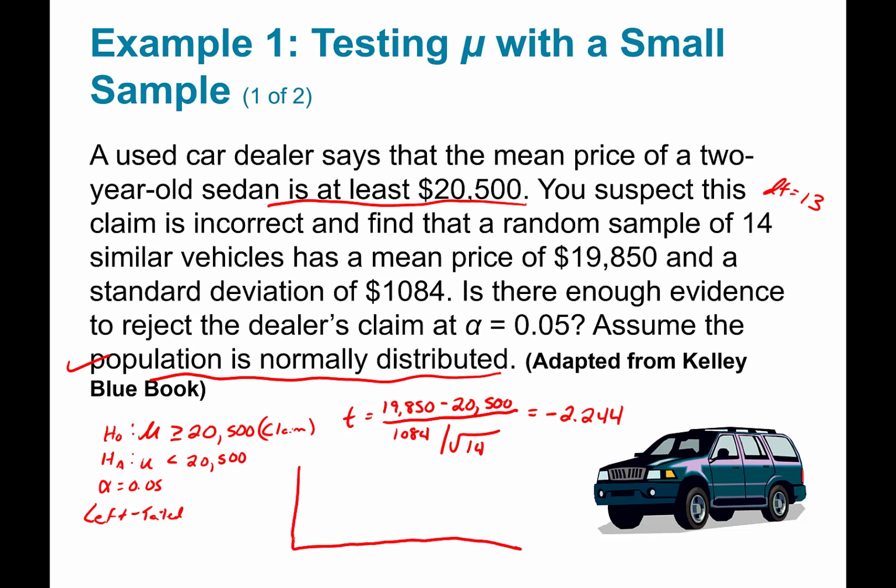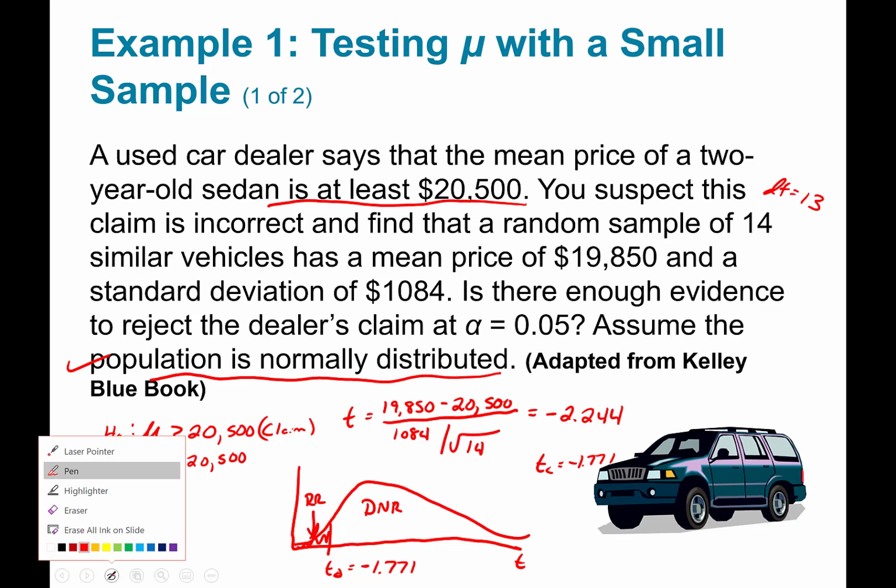So we sketch out our region. So if this is our t distribution, and our critical value of t is negative 1.771, then everything to the left of that is our rejection region. Everything to the right of that is our do not reject region.